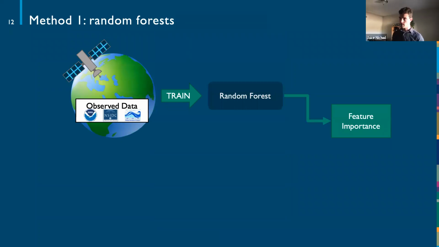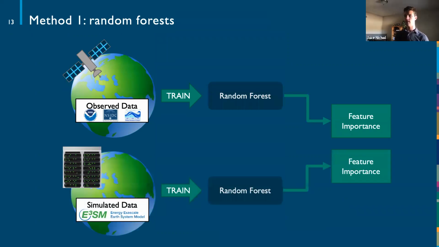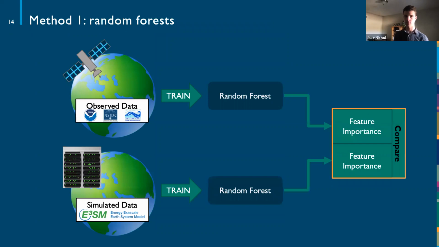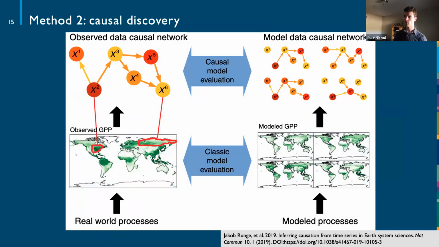So our methods are going to look like this. We first pass observational data into random forests and get a set of feature importance. We then do the same for our simulated data sets. And then we can compare the feature importance sets between these sets. And very similarly in the causal discovery, causal network example, we have observed data on the left, and in this picture we have 4 different simulation runs. They all produce a set of different graphs, and we can make comparisons between those graphs. How different are they and why?